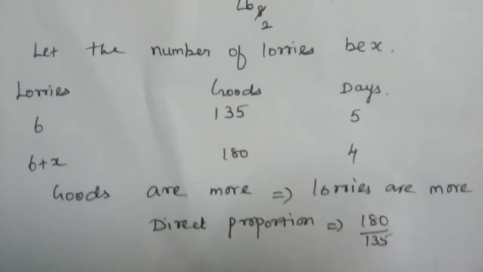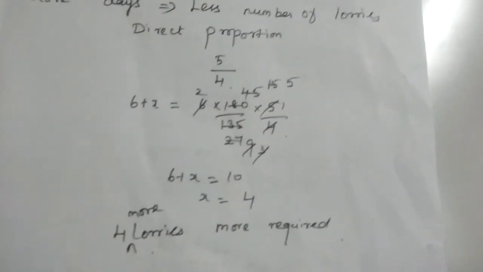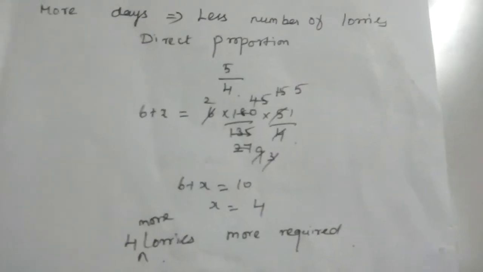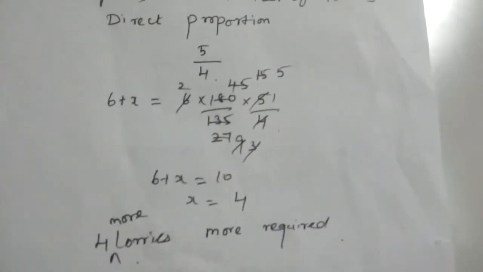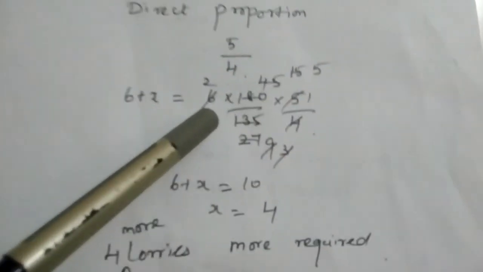Then more days means a smaller number of lorries. If days are more, automatically the lorry count will be less. So that is inverse proportion, so it is 5 by 4. Now we have to find what this part is. That is, 6 plus x is equal to 6 into 180 by 135 into 5 by 4.